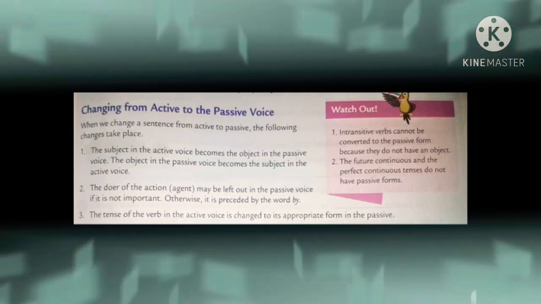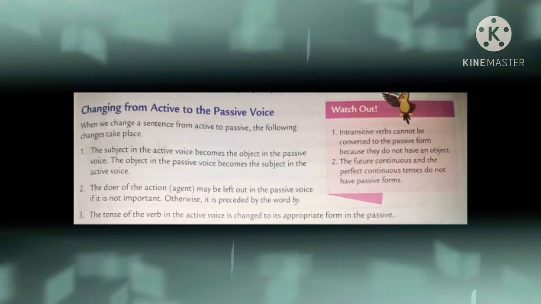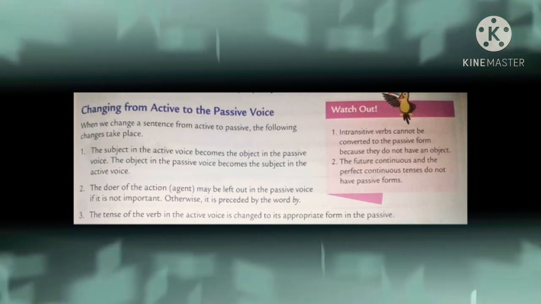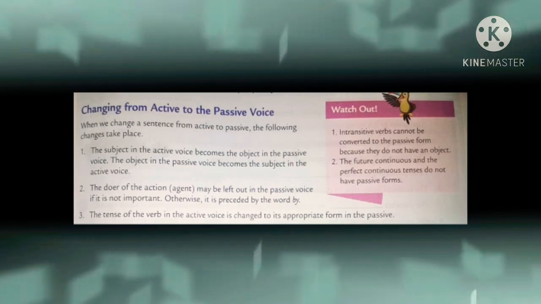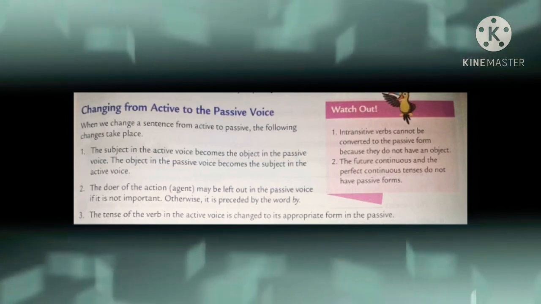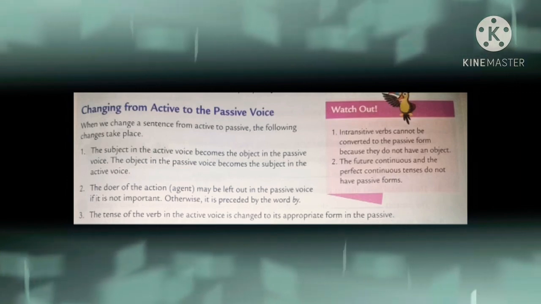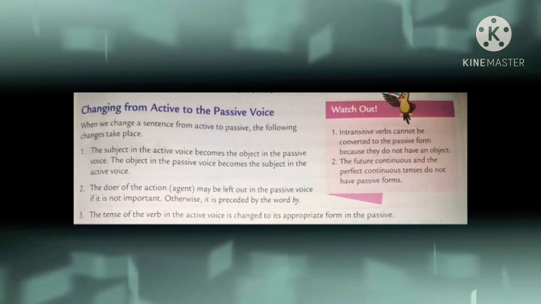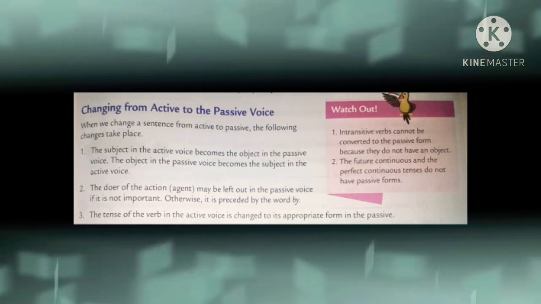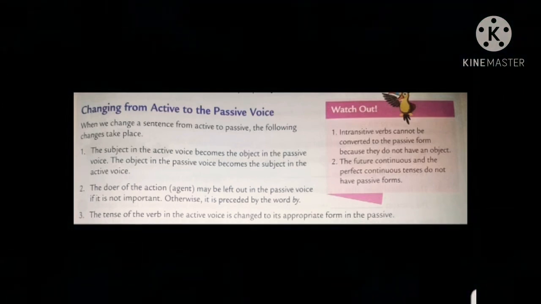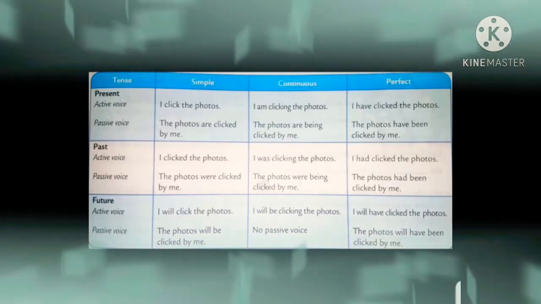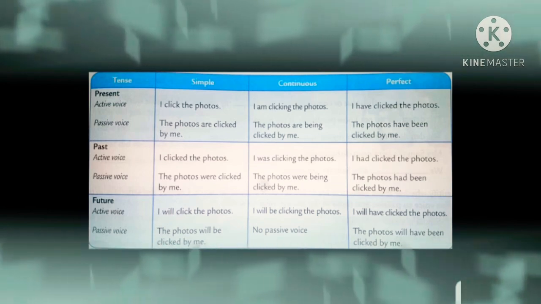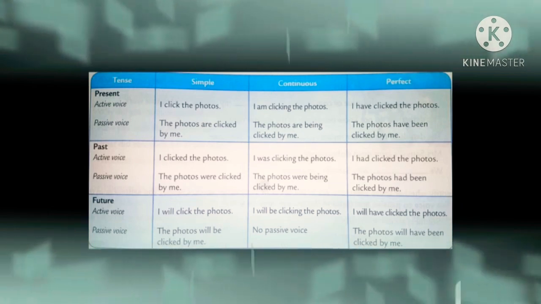Then the second one is the doer of the action may be left out in the passive voice if it is not important. Otherwise, it is preceded by the word by. Then the third point is the tense of the verb in the active voice is changed to its appropriate form in the passive voice. Now, I am going to show you a table where the tenses are being changed when the sentence in active voice is being converted into passive voice. Have a look on this table carefully.